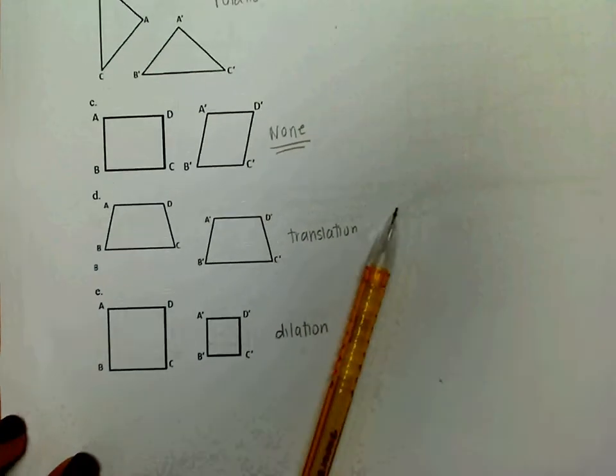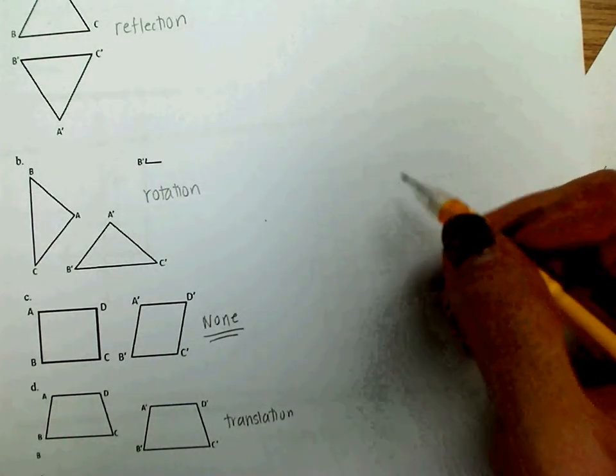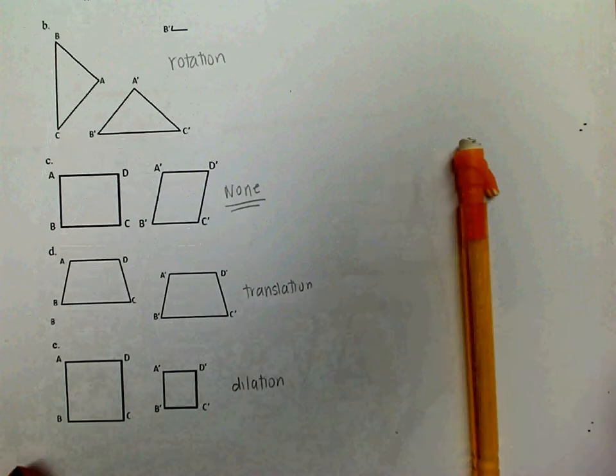Hopefully that helps. If anything, I would strongly review your rules and go back over your interactive notebook, okay? This is the end of the video.